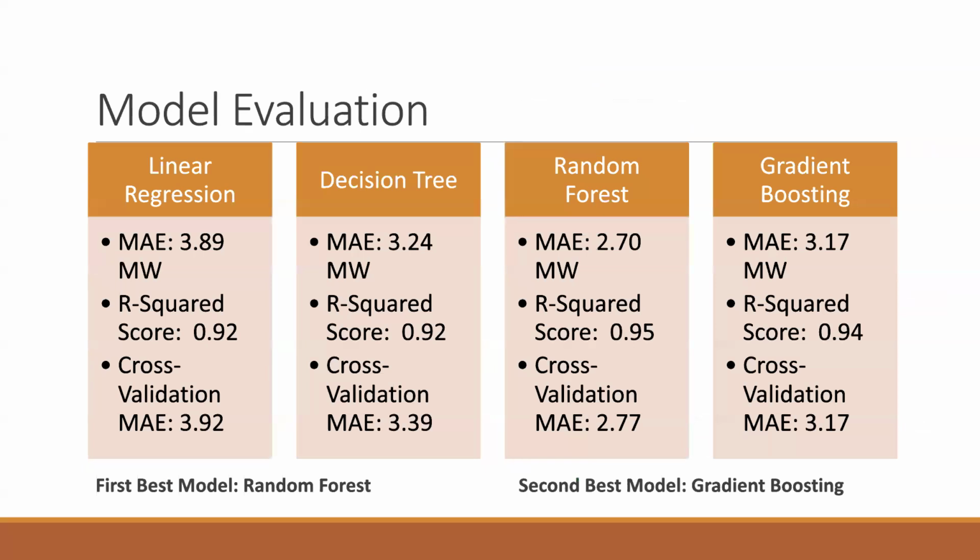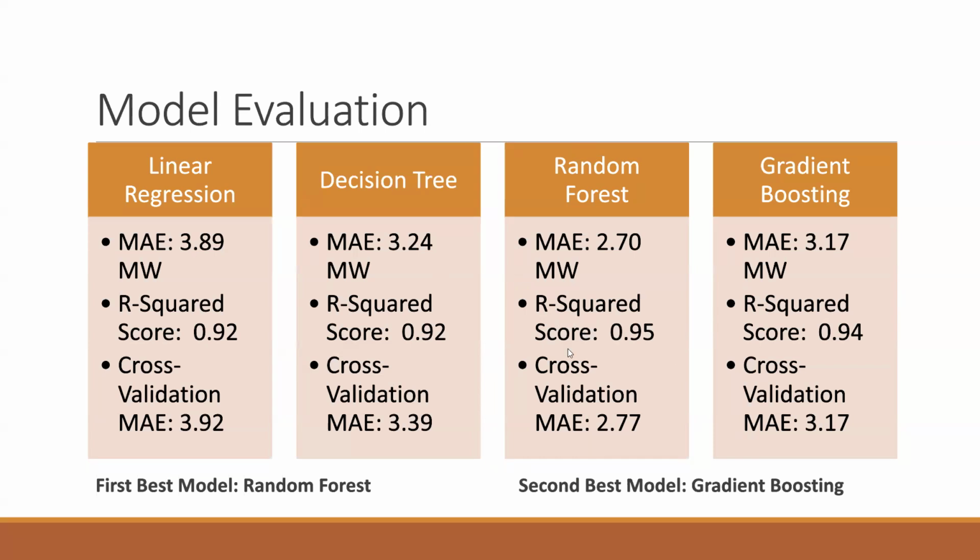So once I executed the model, this is the final output that I received, where you can see the MAE for linear regression and decision tree. It's on the higher note, 3.89 and 3.24 respectively, megawatt. But speaking about the random forest, that is having the least one, that is 2.7, and the gradient boosting is around 3.17 megawatts.